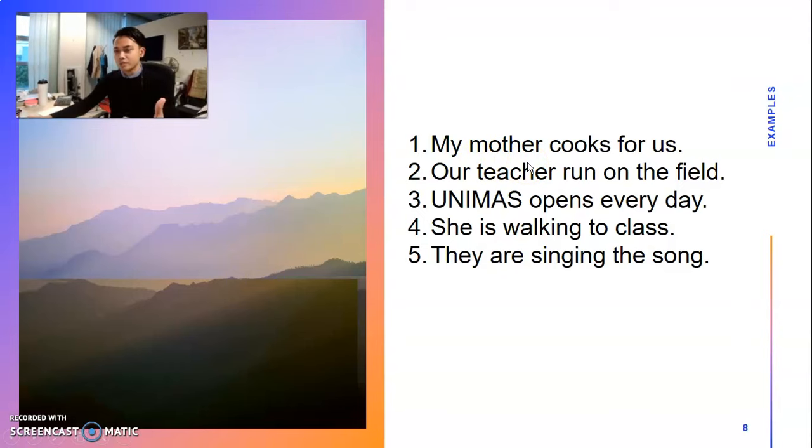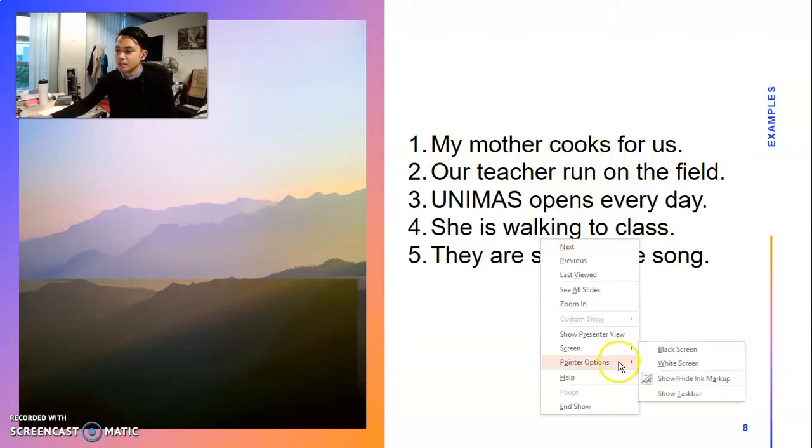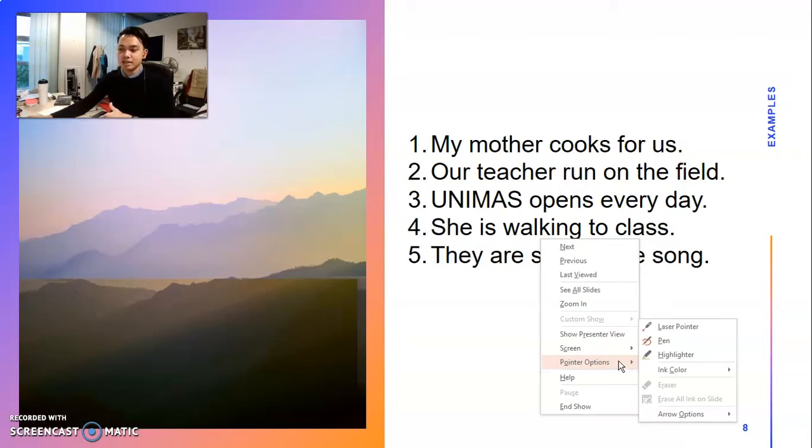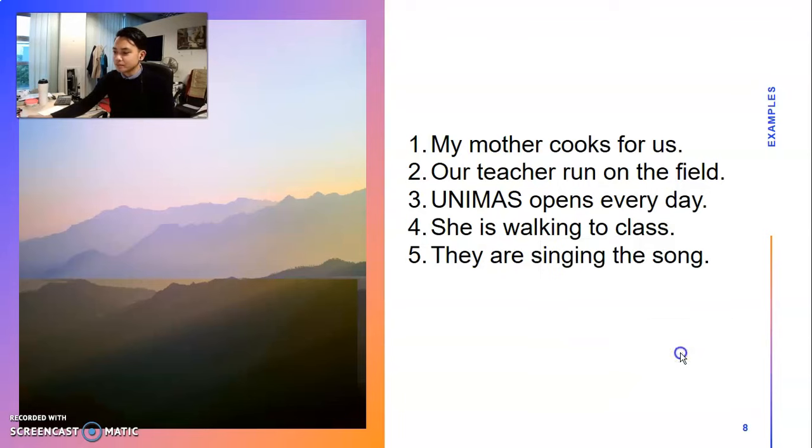Now, going back to the concept just now, if the subject is singular, tidak ada s, the verb here, the kata kerja, which is cook, must have an S. So here, my mother cooks for us becomes a correct sentence because the subject and the verb agree with one another. Okay. So my mother here is the subject and cooks here is the verb. So with an S. Ingat konsep terbalik. Kalau depan tidak ada S, belakang mesti ada S. Kalau depan ada S, di belakang tidak ada S.